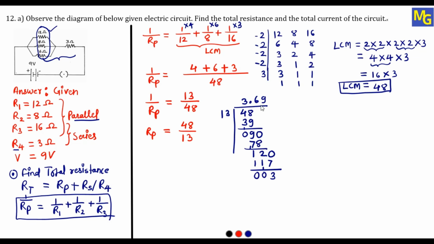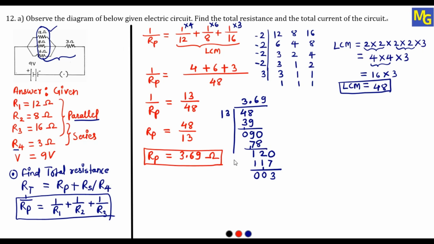So we will stop our calculation here. I am going to get the Rp value as 3.69, and the unit is ohm. Remember, we should always write the units. It is a resistance, so I should write ohm. So here we got the Rp value.